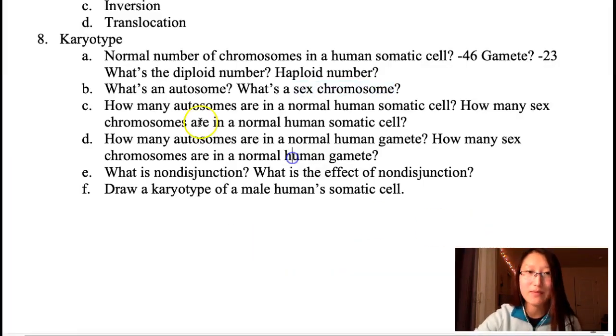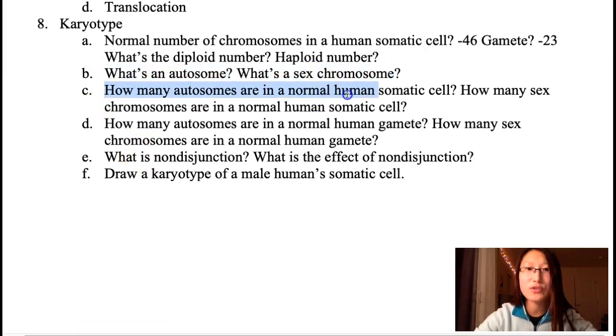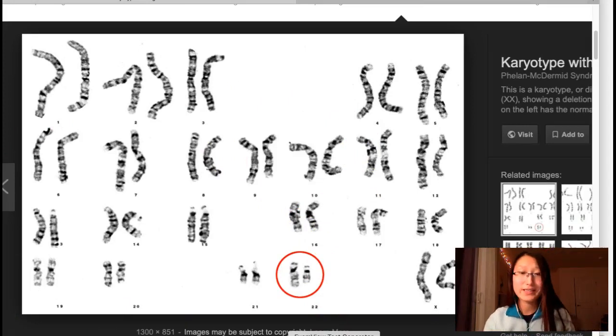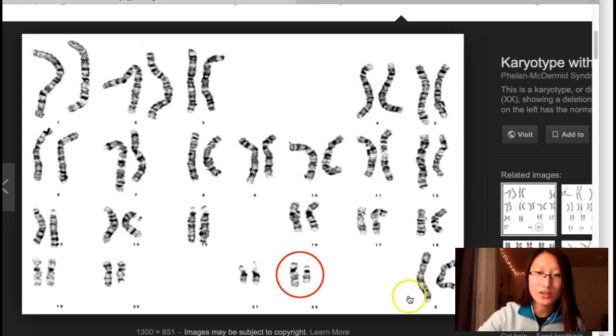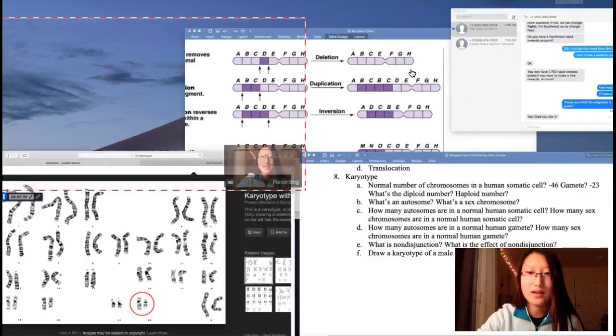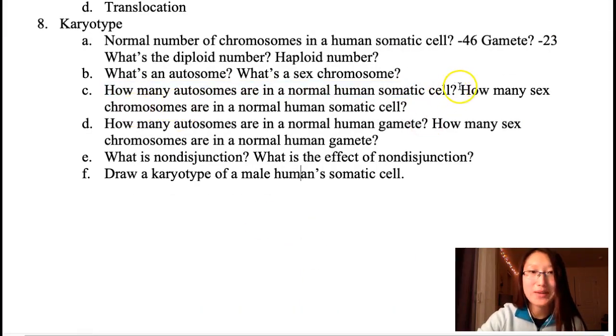So that's a karyotype. Now you know what an autosome and a sex chromosome are. How many autosomes are in a normal human body cell or normal human somatic cell? There are 22 pairs, or 44. How many sex chromosomes are there for a normal human somatic cell? There are 2 of them. It's either X and X or X and Y.